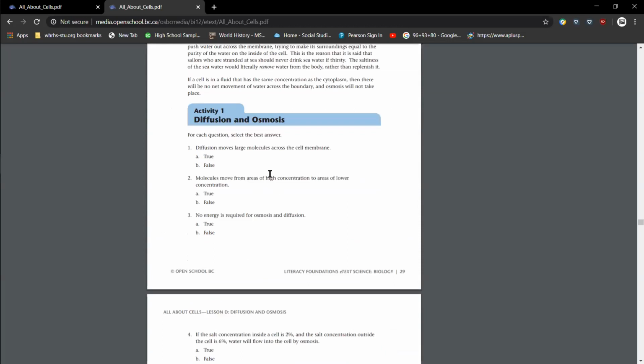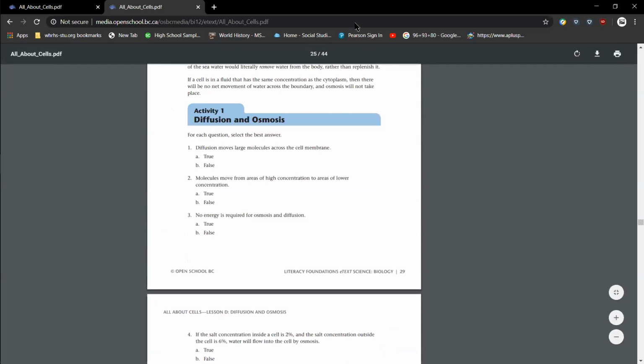Diffusion moves large molecules across the cell membrane. True or false? Just type your answers in the chat.